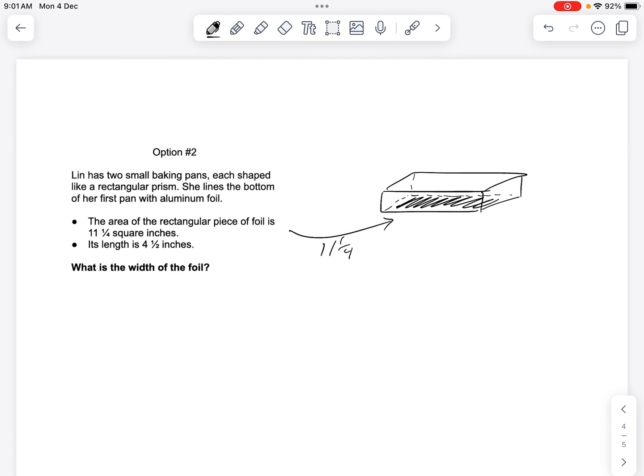Its length is 4 1/2. So let's say 4 1/2 is this length right here. I mean, you could have also made this the length on that side, but I'm just going to make that the width. And so that's what we're trying to find, the width.